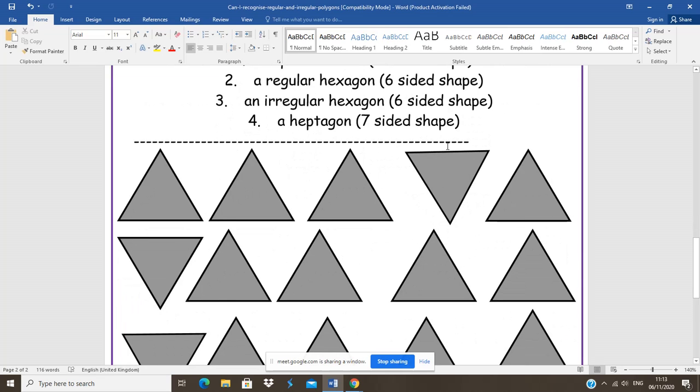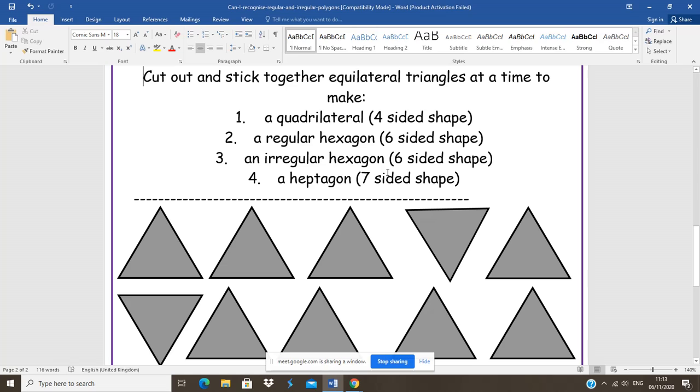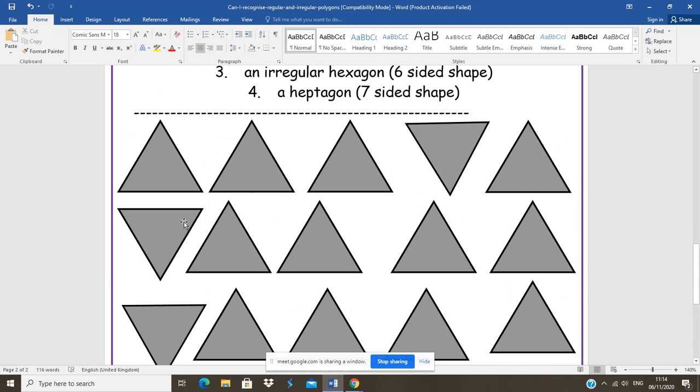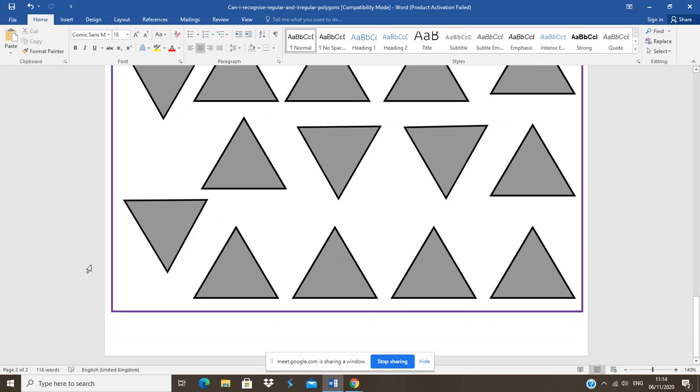This is what I want you to do, guys. The instructions are like this. It says cut out and stick together equilateral triangles at a time to make a quadrilateral, four-sided shape, a regular hexagon, six-sided shape, an irregular hexagon, six-sided shape, a heptagon, seven-sided shape. Now we'll give you right here some triangles.